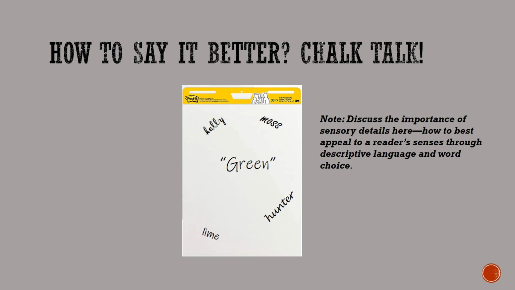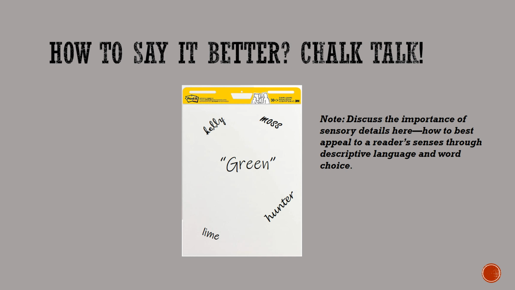So for a chalk talk, you start with the basic idea in the center of the pad or the sheet of paper. Here, the word green. You have students get together in groups of 4 or 5 to do this, and they toss out ideas.